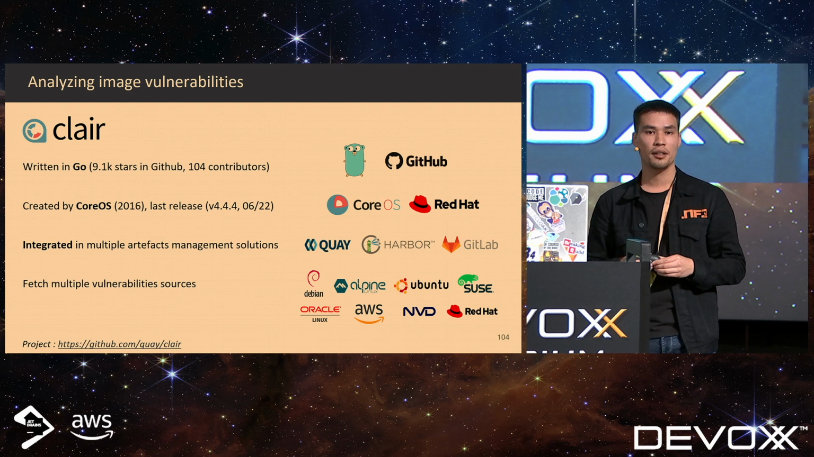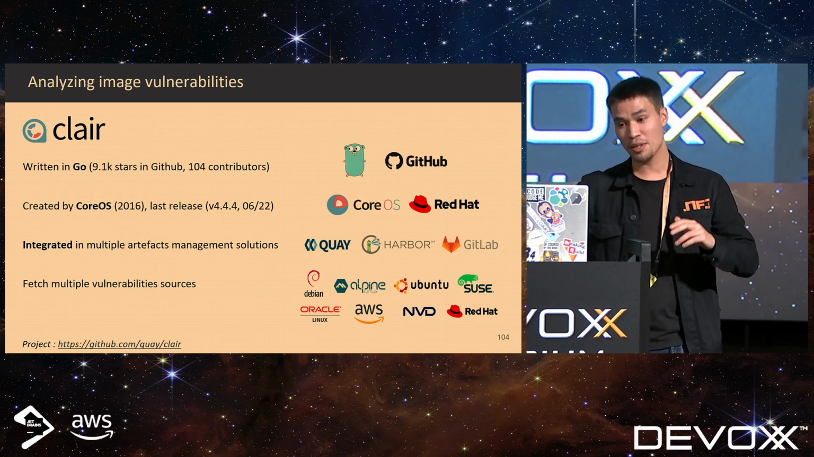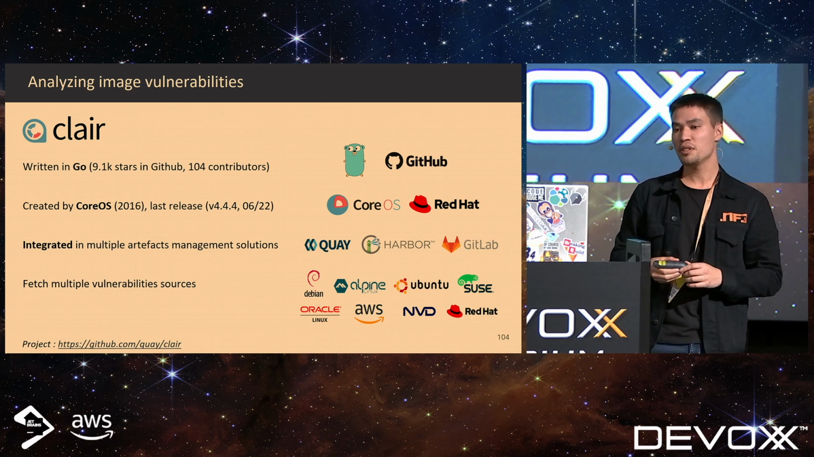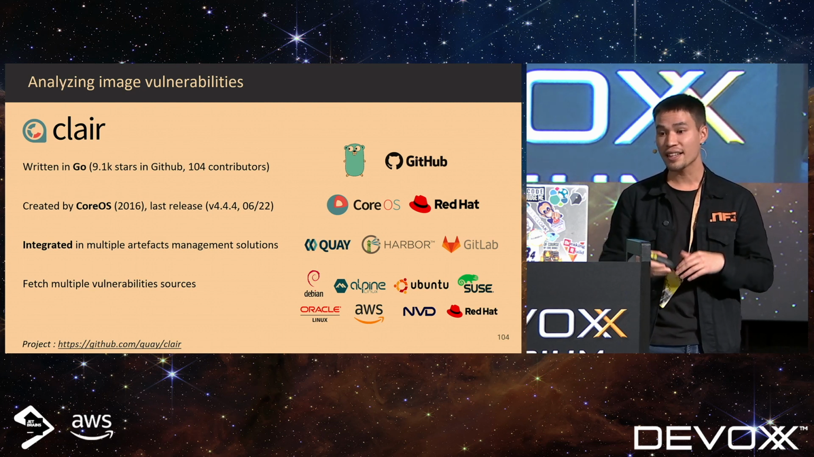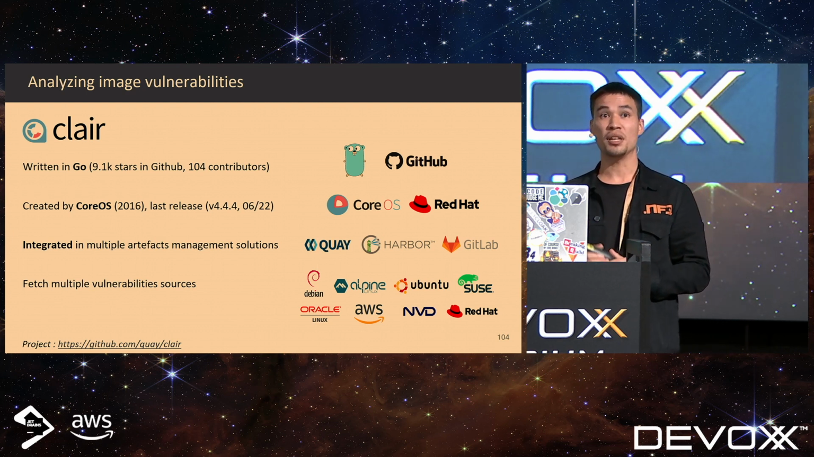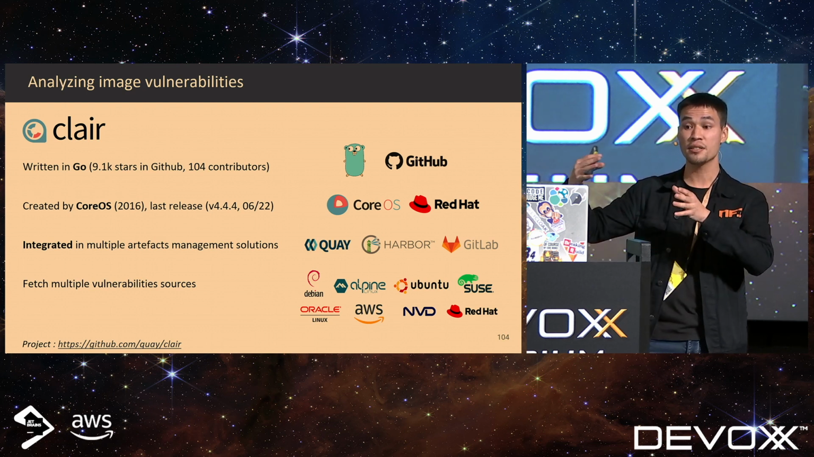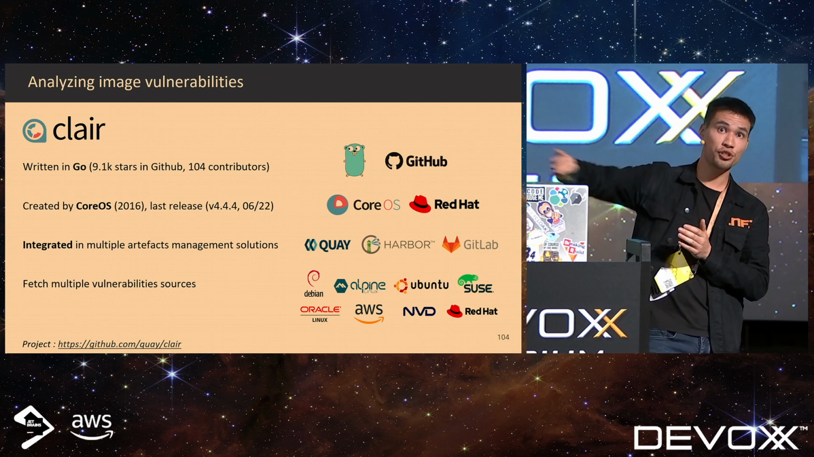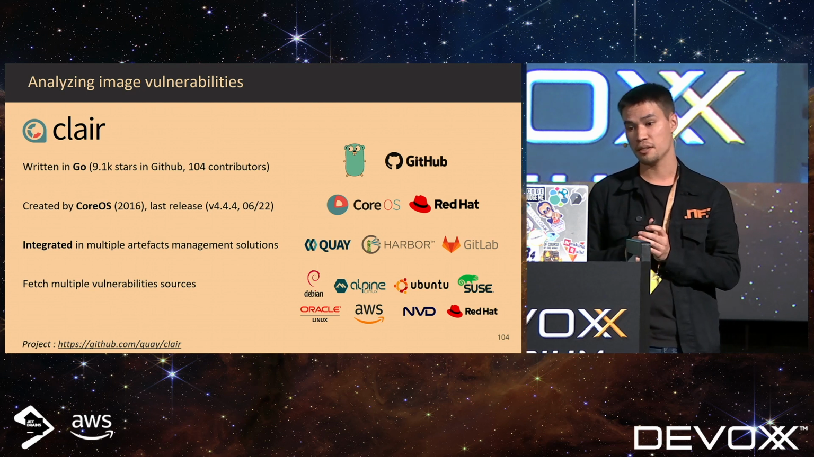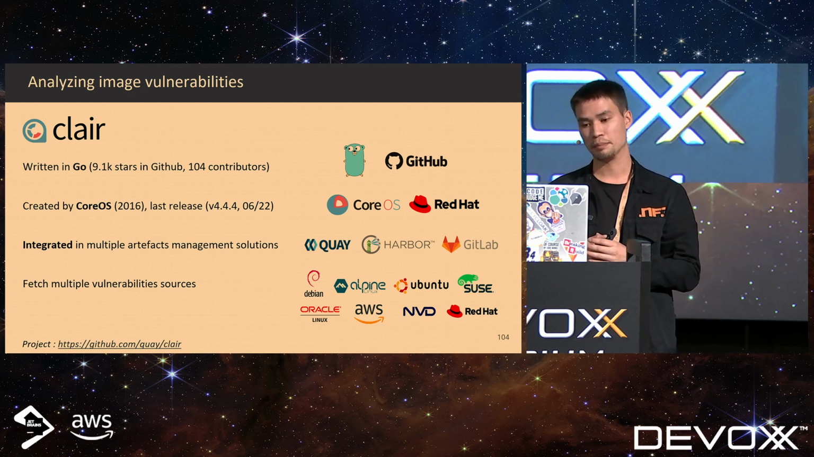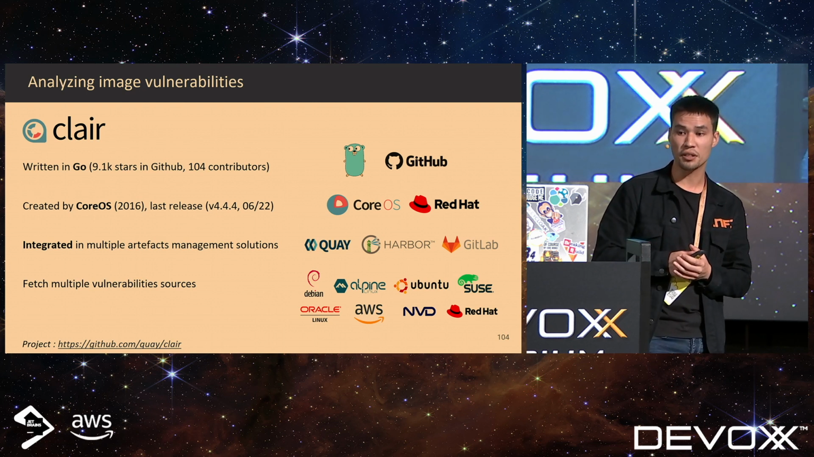Clair was initially introduced by CoreOS, which was acquired by Red Hat, which was acquired by IBM, and it's a pretty cool project. It's already integrated with different artifact management solutions, meaning that, for example, if you use GitLab, Quay, or Harbor, Clair is already installed, and when you push the image to the registry, it will automatically analyze the vulnerabilities contained inside it, which is interesting. It already works with different sources, so this is also quite good.